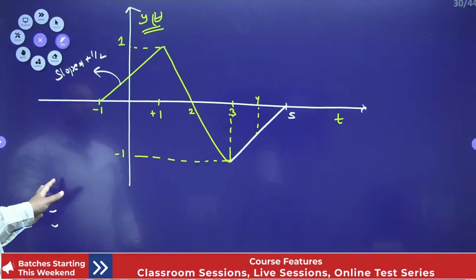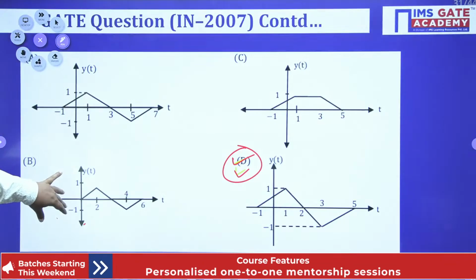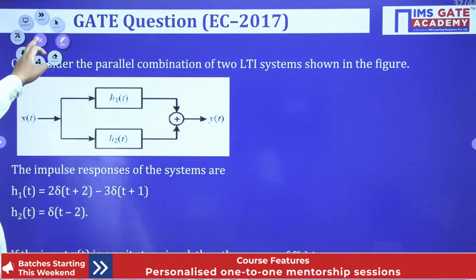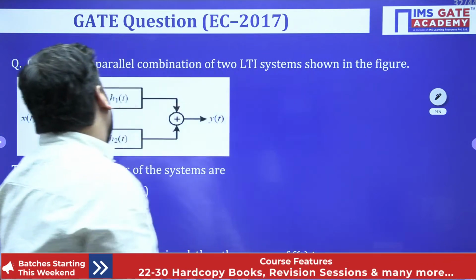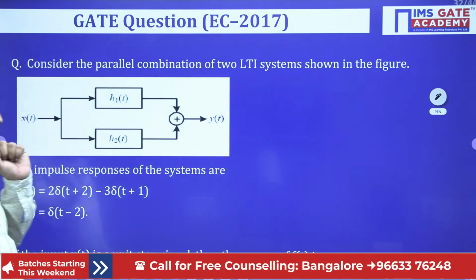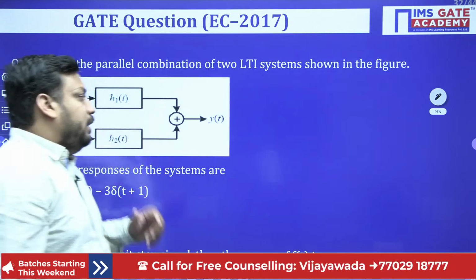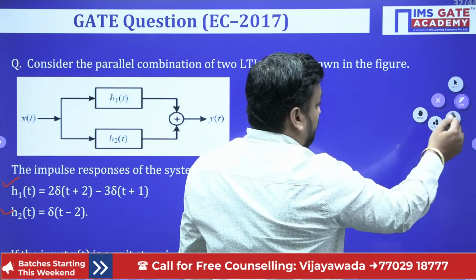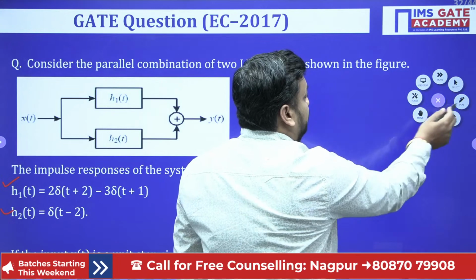So this is a very good question, guys. Here we have convolution of two signals as well as addition of two signals. Chaliye, so next question, Electronics 2017 GATE question. Consider the parallel combination of two LTI systems shown in the figure: x(t), h1(t), h2(t), y(t). The impulse responses of the systems are h1(t) and h2(t), but we know that if the impulse responses are in parallel, we have to subtract or add depending on the sign.